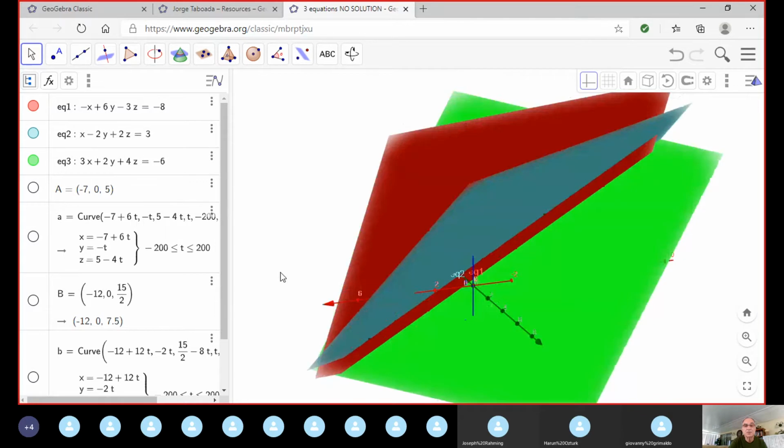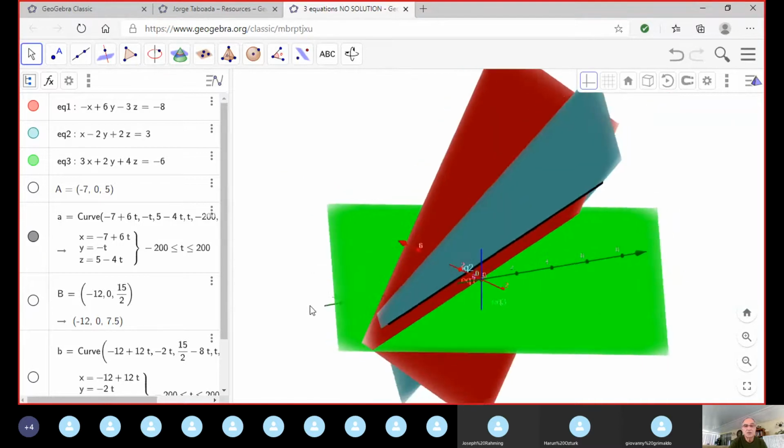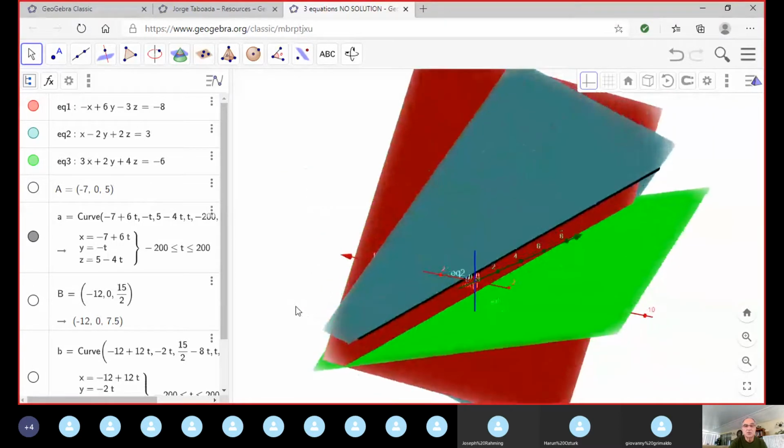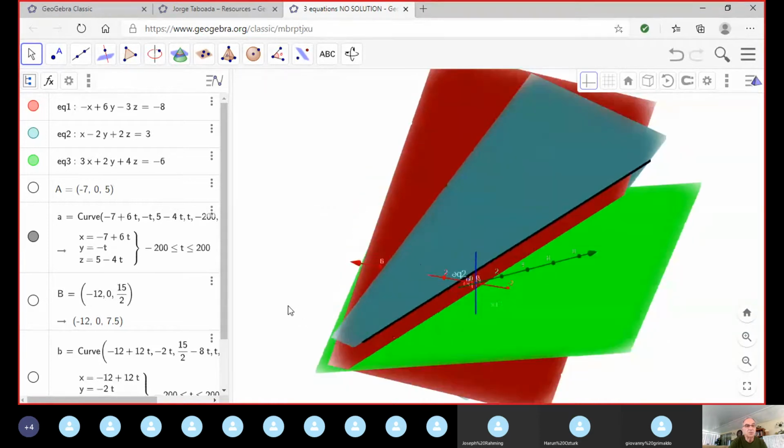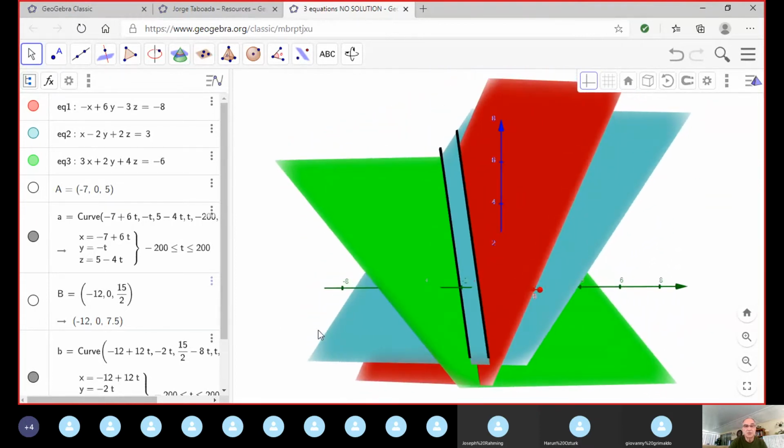Okay, we have no common point. Look, this, for example, is one line intersecting. The black color, you see the intersection between the red and blue. And here you see the intersection between another line. I draw two new lines to see much better.